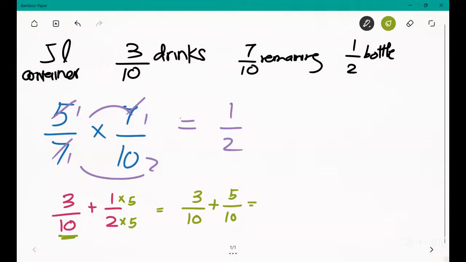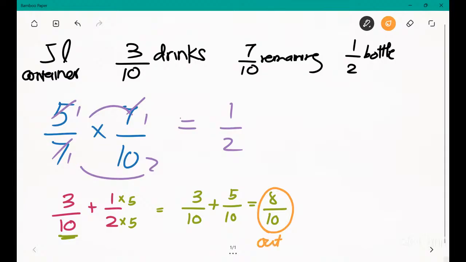So then you will add and you will get 8 over 10 as your amount that was taken completely out of the container. Again, this is not our final answer. They're asking us the remaining amount in the container. So this amount was taken out of the container. This was out. They're asking what's in.